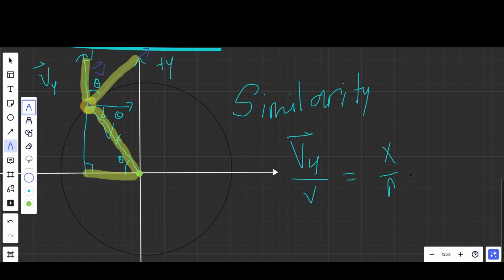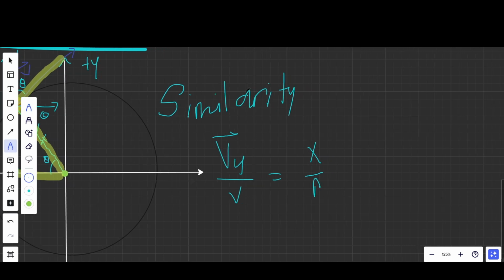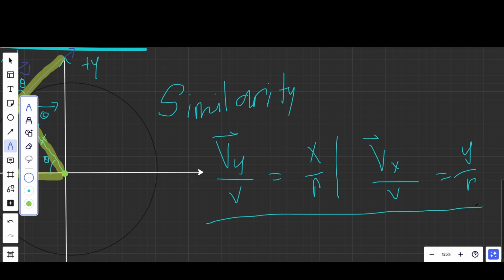And then we can also do that the other way. That will simply be, well, if you can work it out, you can imagine it. It will be Vx over V is equal to Y over R. So that's some solid things if you think about it.